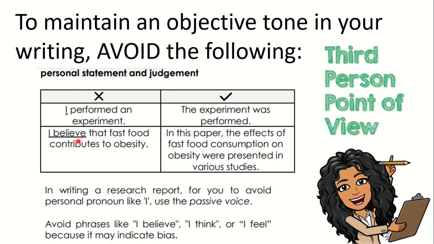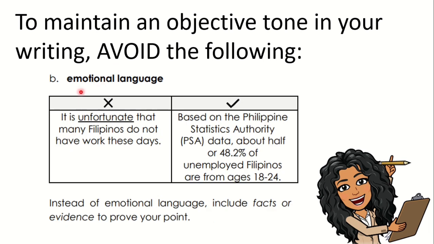Next, we do not say, I believe that fast food contributes to obesity, applying personal statement or personal judgment. But in academic writing, we do not do that. We say, in this paper, the effects of fast food consumption on obesity were presented in various studies. Okay? So in that way, we sound objective. We sound formal. Hindi puro emosyon or sa tingin ko, sa tingin ko, sa tingin ko. Hindi ganun. You sound professional. And you sound smart.